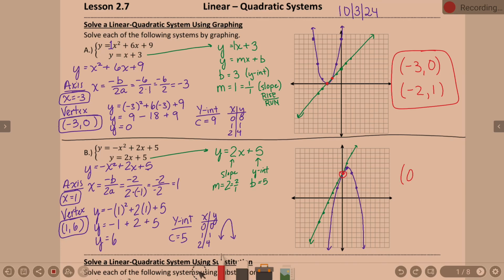0, 5. Up above there were 2 answers. Do I have 2 answers here? No, you don't. This is one where my line is tangent to my parabola. It's just going to touch it in one spot, and it's not going to actually cross through it. So we just end up with one solution, as opposed to the last one where there were 2 solutions, right?